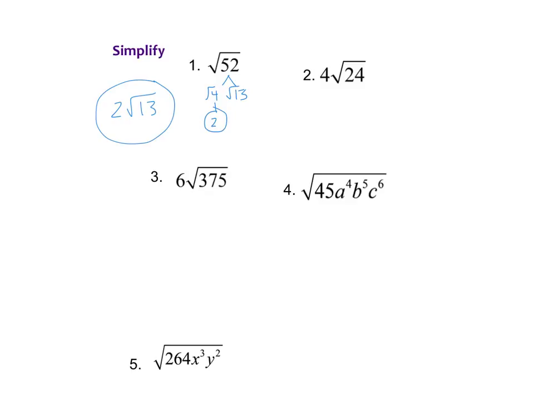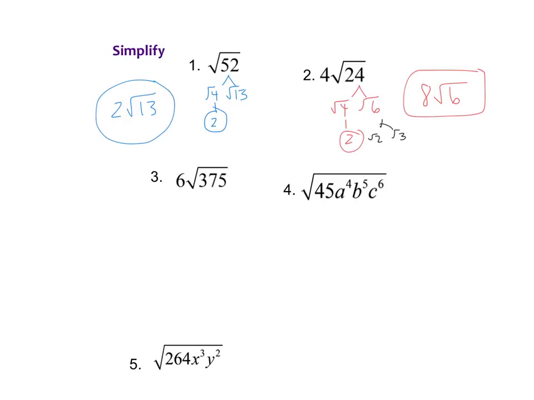Now if I look at number 2, I already have a 4 outside, so whatever I break down of 24 and take out will be multiplied by that 4. The largest perfect square in 24 will be 4 and 6. Square root of 4 is 2, but I already have a 4 out in front, so 4 times 2 is 8 square roots of 6. And even though 6 breaks down to 2 and 3, that won't really help us, because is either one of those two a perfect square? No, so it doesn't get us anywhere.